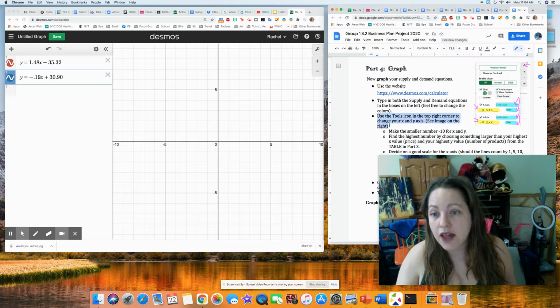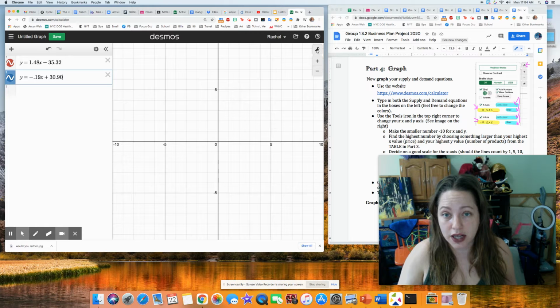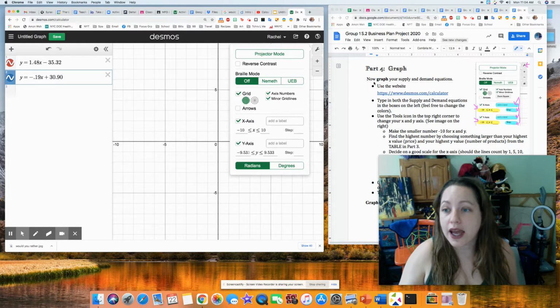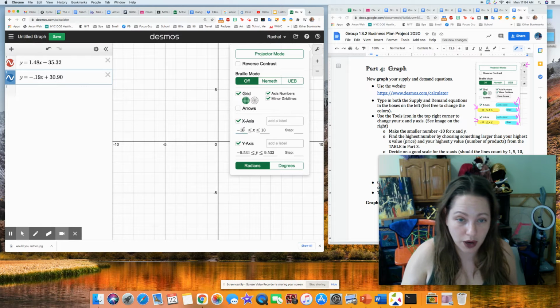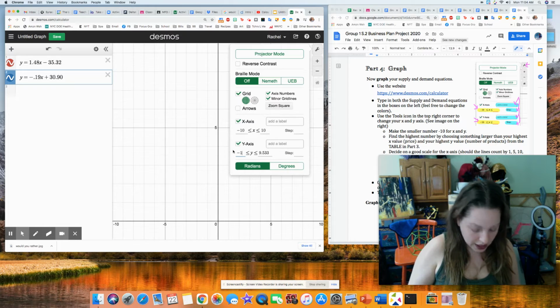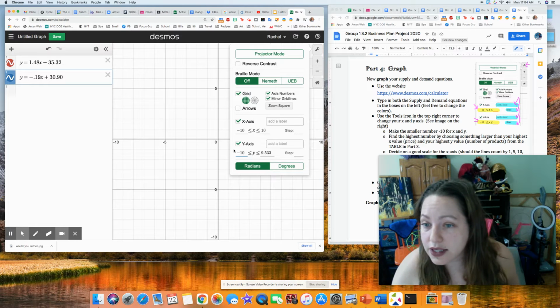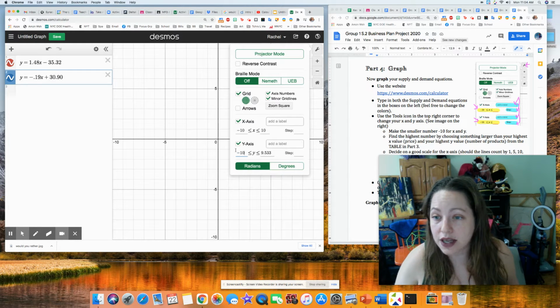I did that. Then I'm going to use the tools icon to change my axes. So that's this right here. I click on that tools icon. And if you notice here, it tells me to make the smaller number -10 for x and y. So x is already -10. Y, I'm going to make that -10. Then it says I want to find the highest number by choosing something larger than the highest x value, my highest price, and the highest y value, the highest number of products.